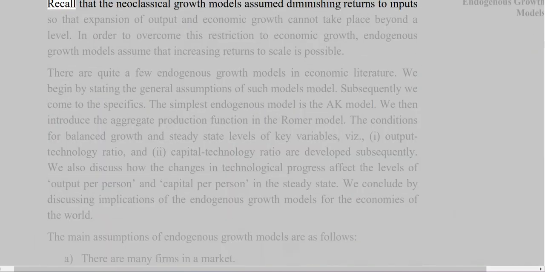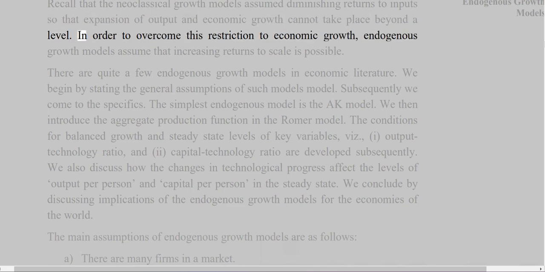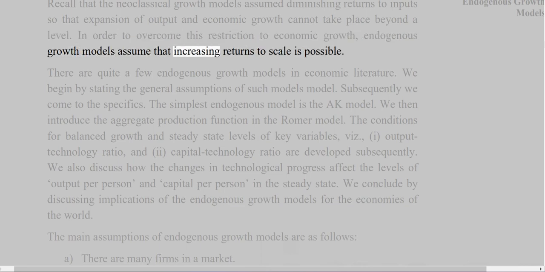Recall that the neoclassical growth models assumed diminishing returns to inputs so that expansion of output and economic growth cannot take place beyond a level. In order to overcome this restriction to economic growth, endogenous growth models assume that increasing returns to scale is possible.